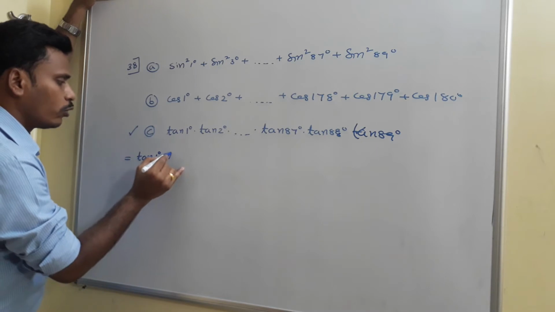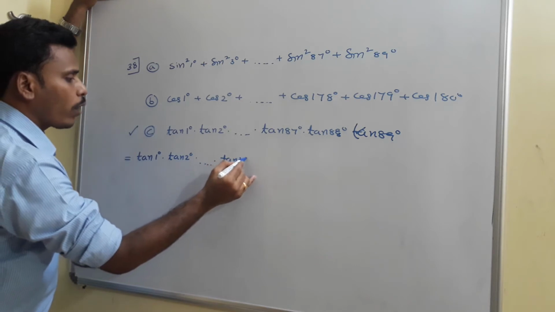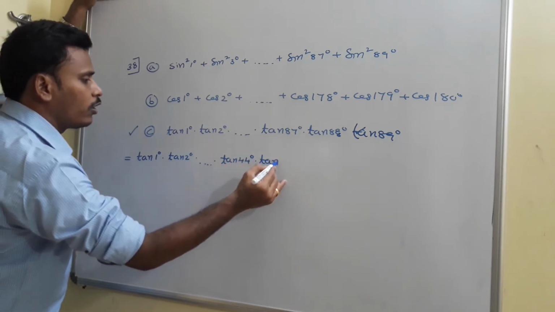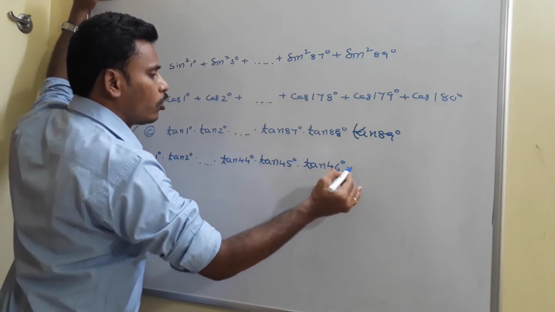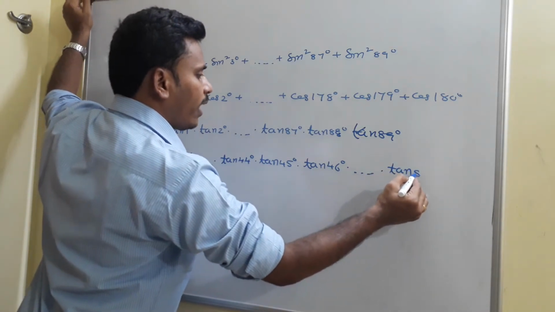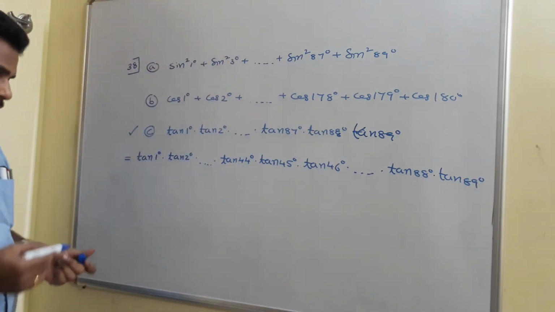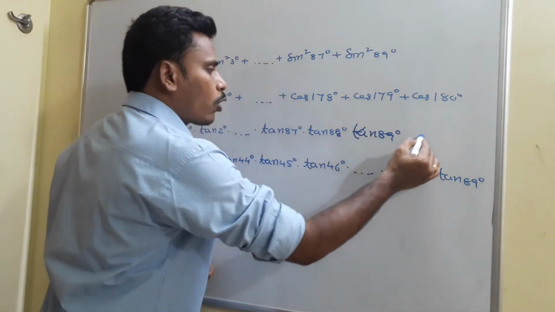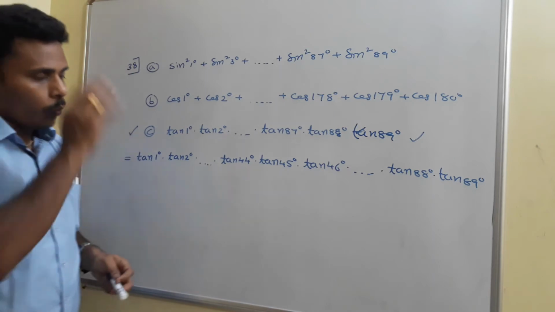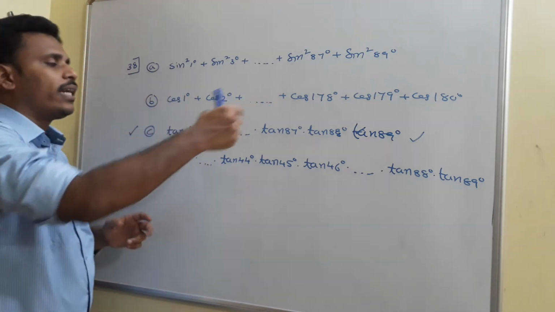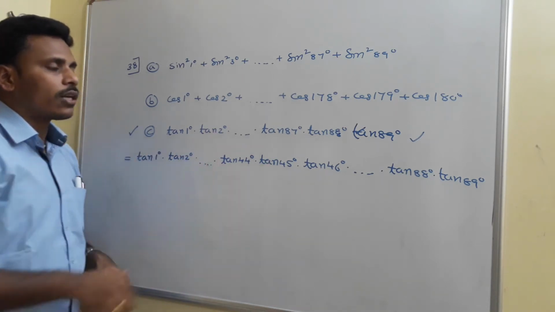Tan 1 degrees into tan 2 degrees into and so on into the middle value I am going to identify, tan 44 degrees into tan 45 degrees into tan 46 degrees into and so on into tan 88 degrees into tan 89 degrees. Have a look at this, both are same actually. The question is nothing but the product of tan 1, tan 2, tan 3 and so on up to tan 89. With the first look I identified that there are round about 89 terms and maybe the middle one round about 45. That's why I am going to include that also in the total sum.